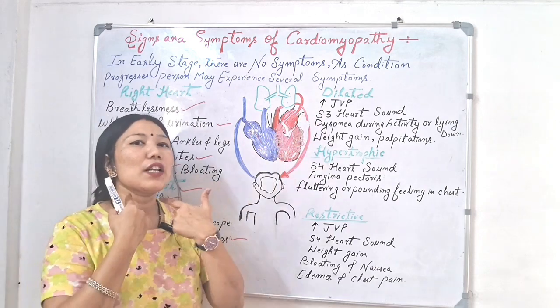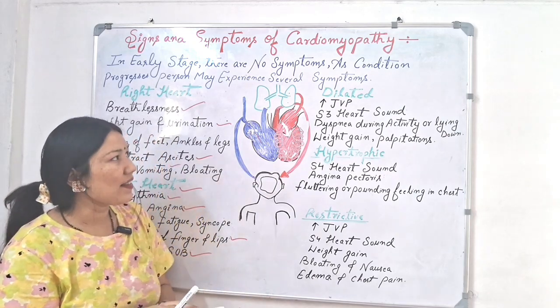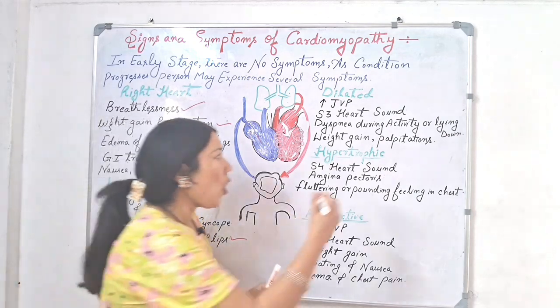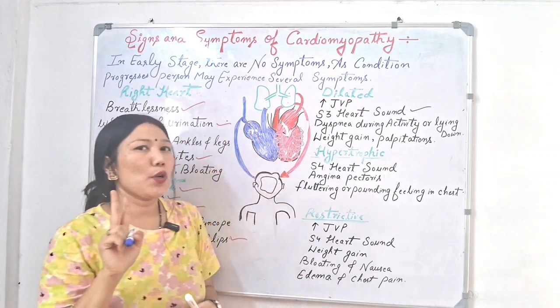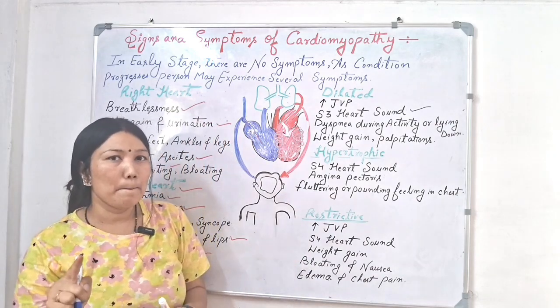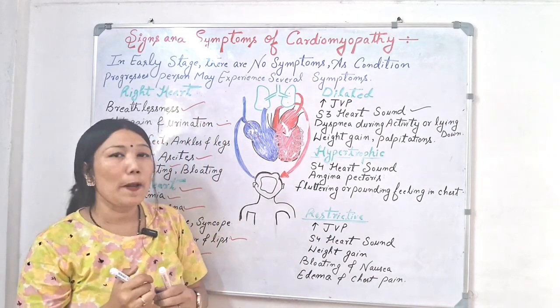So we will feel jugular venous distension. Next, there is S3 heart sound. We all know that the heart makes two types of sound, that is lub and dub. But why is there an S3 heart sound?